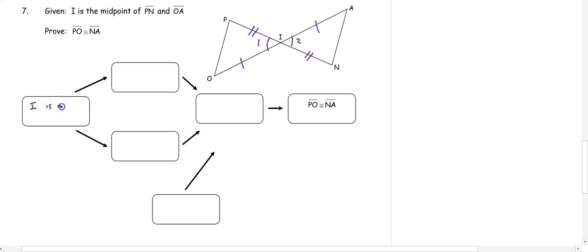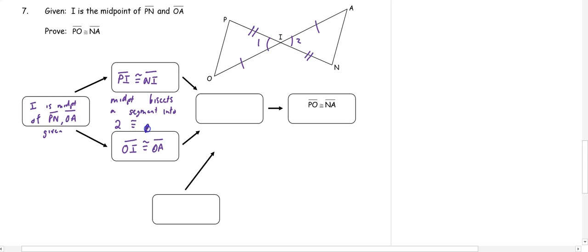So I is the midpoint of PN and OA. And that was given to us. So we know that PI must be congruent to NI, and OI is congruent to AI. Since this is the same step, I'm just going to write in the middle that it applies to both steps. So midpoint bisects a segment into two congruent parts. If I want to show that that goes to both, I'm just going to make two arrows so I know it goes to both proofs.